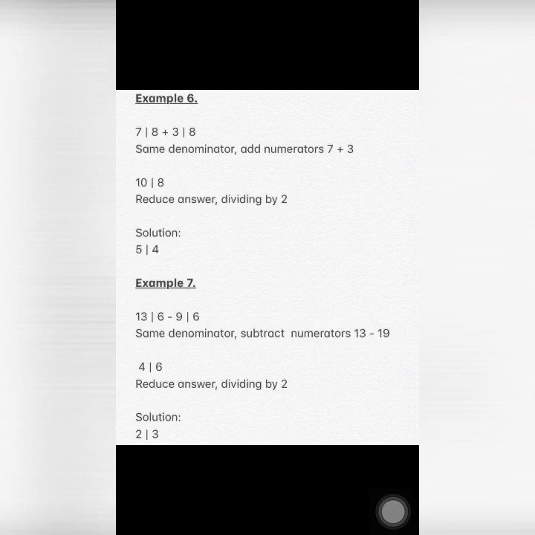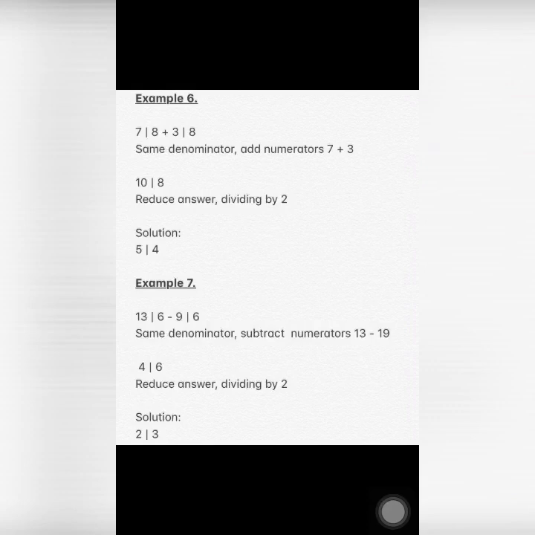Adding and subtracting fractions is identical in process. If both fractions already have a common denominator, we just add or subtract the numerators and keep the denominator. So we have here the example, 7 over 8 plus 3 over 8. It has the same denominator, so add the numerators: 7 plus 3 is equal to 10. So, 10 over 8. Reduce the answer by dividing by 2. So the solution is 5 over 4.